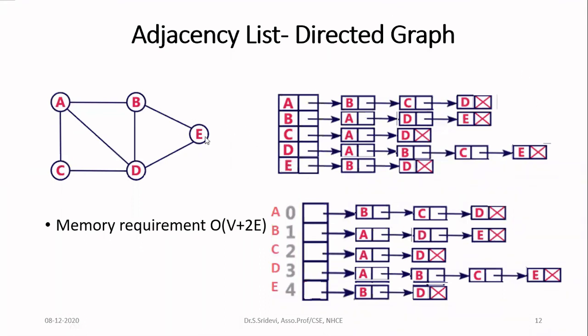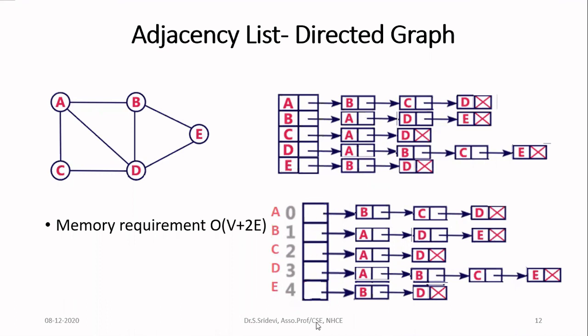Now, if you consider the node E, in the previous diagram, we don't have any entry with respect to node E because we have considered the direction. But here we are not going to focus on the direction. So node E is having 2 neighbors, B and D. So E will be now connected to B and D. And in the other way also, you can represent the same thing.